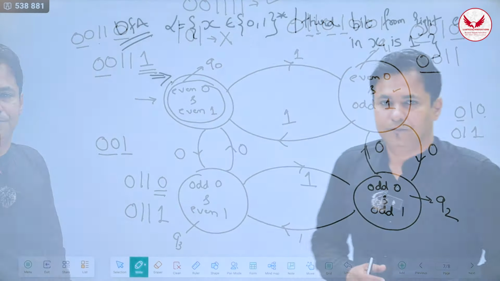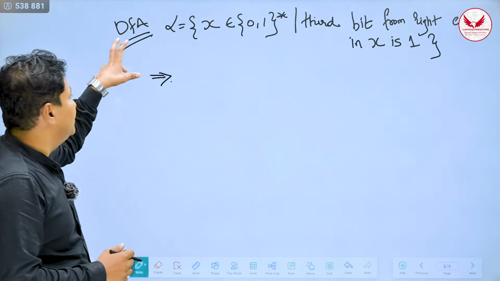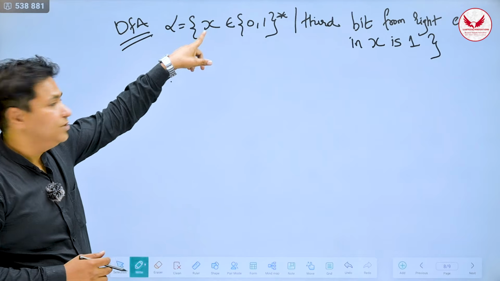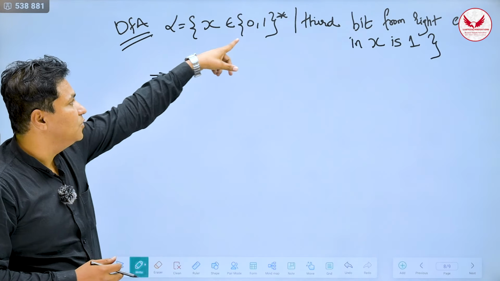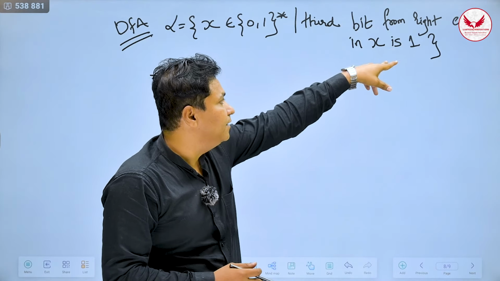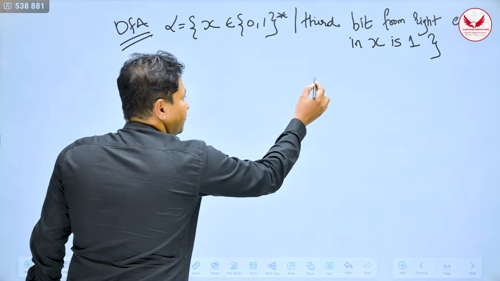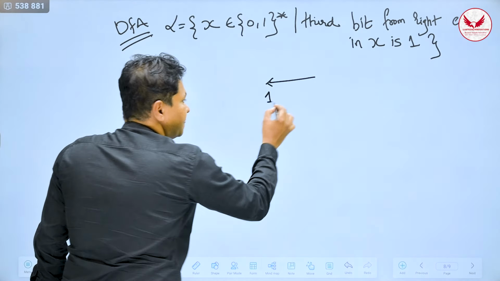Hello friends, today we will see the next problem statement, that is to design a DFA for a language of strings x which belongs to 0, 1, and what is the condition? The condition is the third bit from the right end in the string x is always 1. Means the third bit from the right side should be 1.